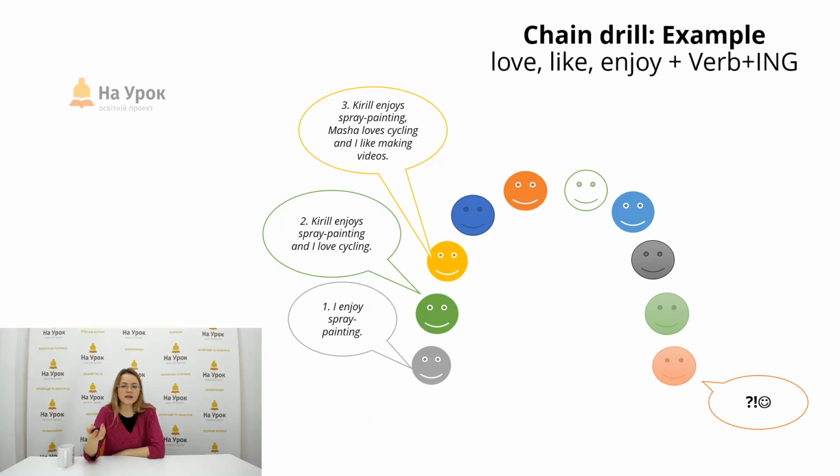So here I use the verbs of like and dislike. Love, like, enjoy. You could use more, hate. Then an ing verb form. So student 1 goes, I love spray painting. Student 2 talks about student 1, Kirill enjoys spray painting, and I love cycling. And then student 3 talks about the two of them. So Kirill enjoys spray painting, Masha loves cycling, and I like making videos.